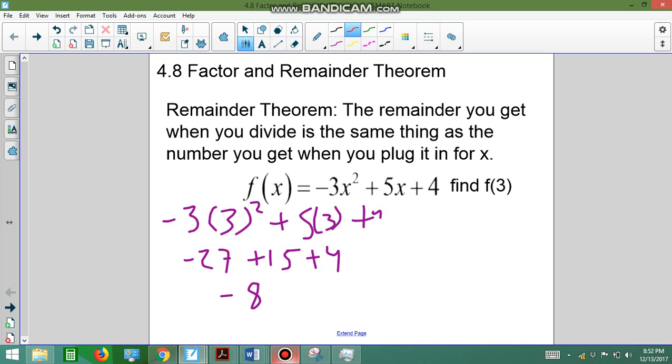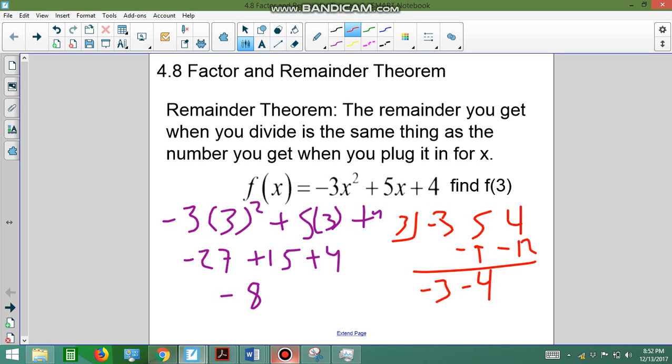However, we can also use synthetic division. So we keep the same side if we're using it to solve for f of 3. If you have x plus a number or x minus a number, that's when you change the sign. So here's a 3 in our synthetic division box, and then we'd have negative 3, 5, and 4. So we bring down the negative 3. Negative 3 times 3 is negative 9. Negative 9 plus 5 is negative 4. Negative 4 times 3 is negative 12. And negative 12 plus 4 is negative 8.